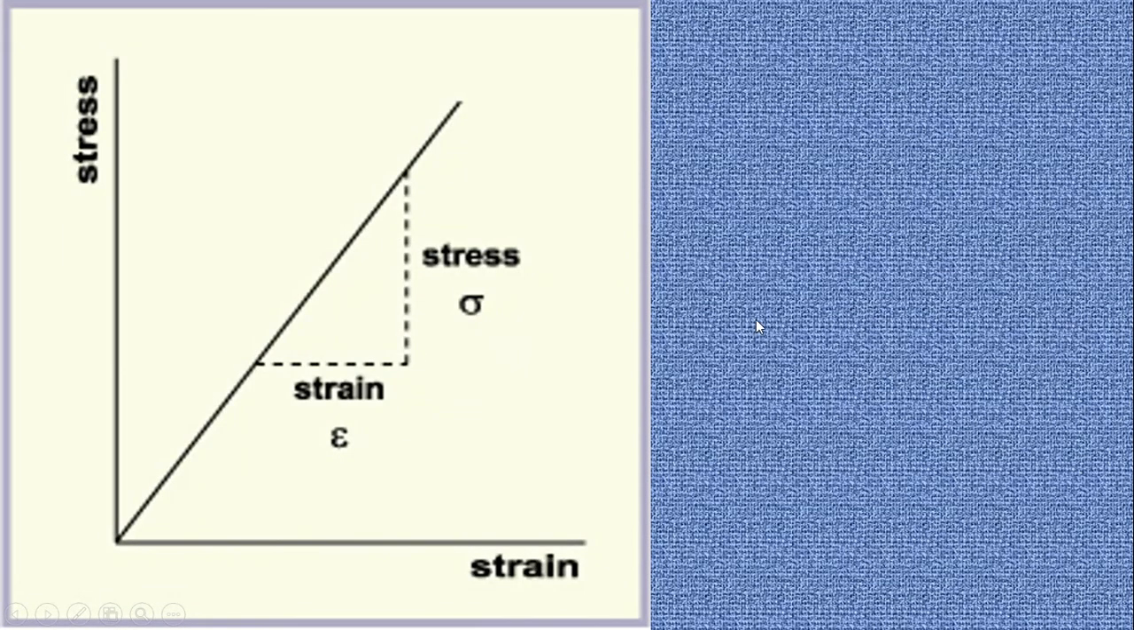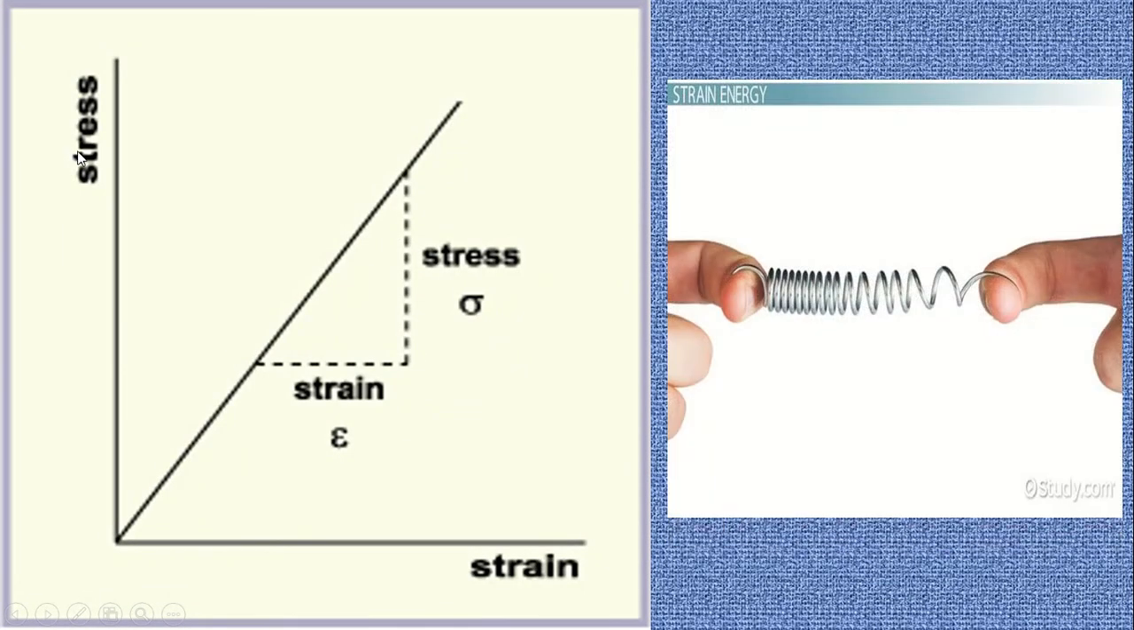Look, graphically, here I have shown you the stress versus strain graph. Strain is placed on the x-axis and stress is placed on the y-axis, and the graph will be a straight line. That means the more the stress, the more the strain within the elastic limit. But if the elastic limit is crossed, then the wire will get torn off.